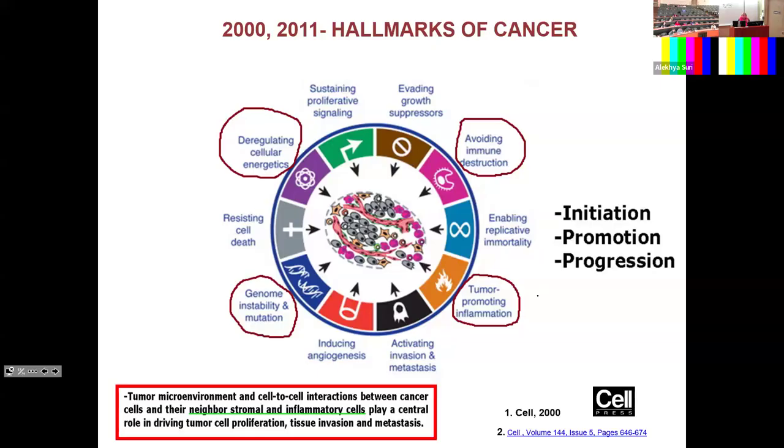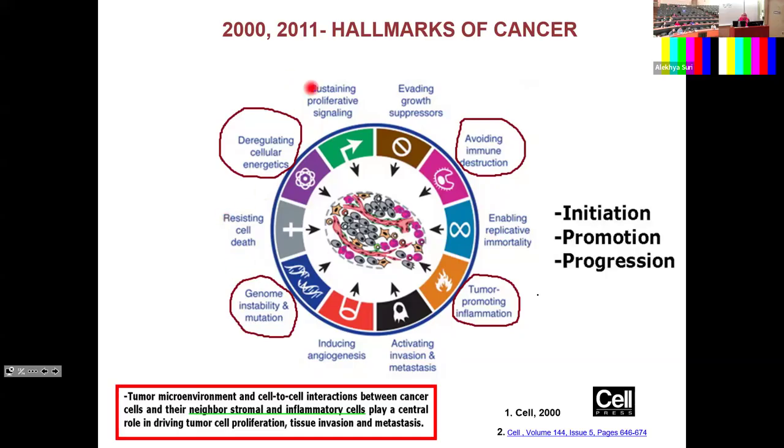What happened is this group of faculty came with a very good review, and they characterized the hallmarks of cancer: sustaining proliferative signals, evading growth suppressor signals, inducing angiogenesis, because angiogenesis is very important for tumor growth, activating invasion and metastasis, and resisting cell death. In 2000, that was the panel that they showed.